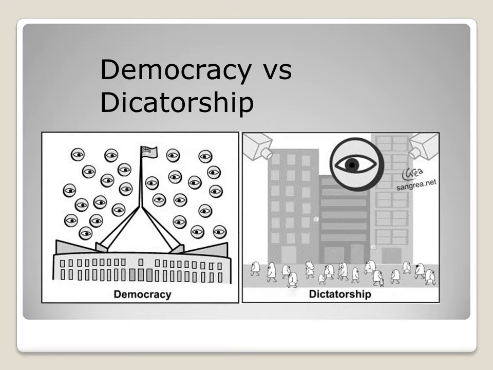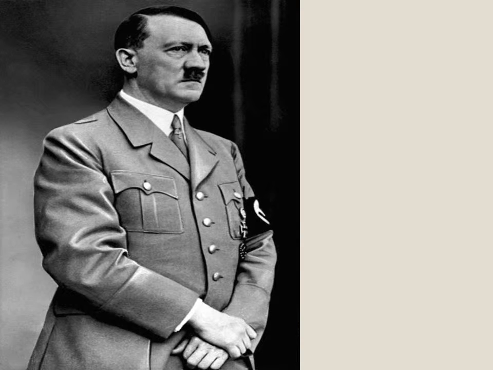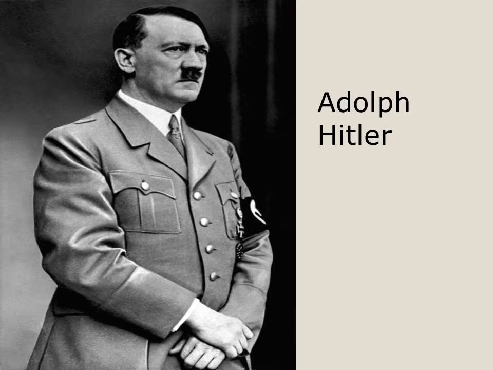Think of this: in a democracy, everyone has their eyes on the government. In a dictatorship, the government has their eyes on you. Can you identify who this dictator was? This is Adolf Hitler, the leader of the Nazi Party. He made all major military decisions, relied on absolute obedience from his people, and ordered the Holocaust that killed over 11 million people.